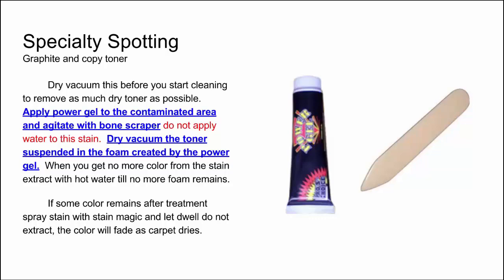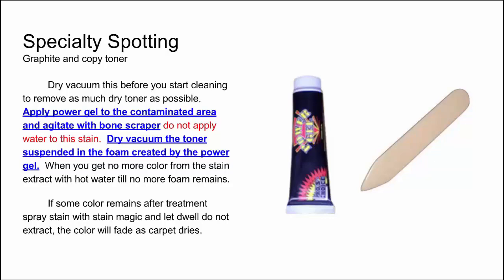You're going to agitate it with a bone scraper. We're not applying water yet, just the gel. Now you'll see it start to dissolve and go into the gel. It's going to be a little bit foamy, so you want to go ahead and stir it up. You're creating a foam, and the foam is going to hold that dry graphite or copy toner inside the foam.